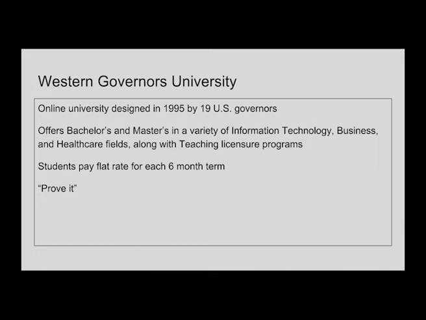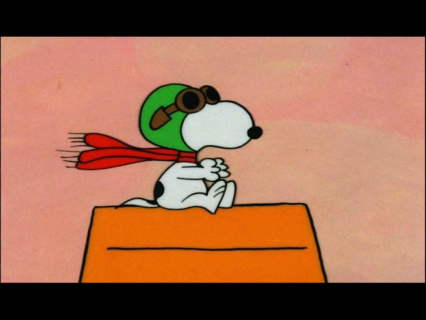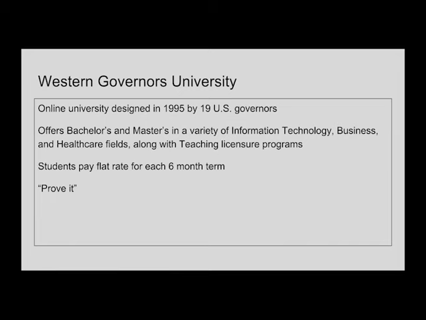WGU operates on a prove-it philosophy. Students demonstrate what they know through tests, papers, or other assignments. Students take assessments when they are ready. Students can also take advantage of past experiences and hard work to move quicker through programs. Moving quicker through programs can help students save money since students at WGU pay a flat rate for each 6-month term, no matter how many courses they take during that time.